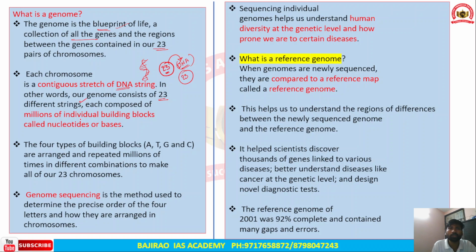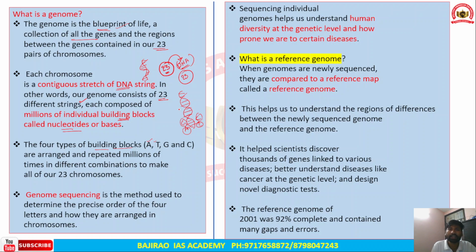Now each is composed of millions of individual building blocks called nucleotide bases. So these DNA strings consist of nucleotides as well. These horizontal lines are considered as nucleotides. The four types of building blocks, also known as nucleotides, are adenine, thymine, guanine, and cytosine, ATGC. They are arranged and continuously repeated millions of times.